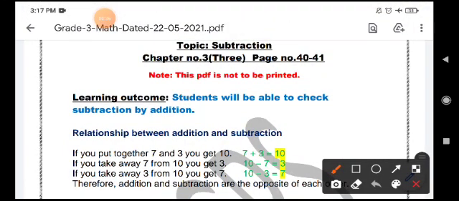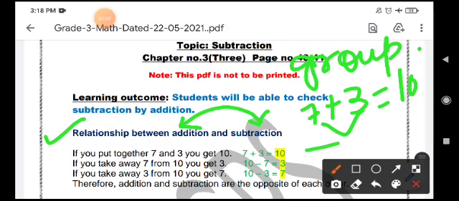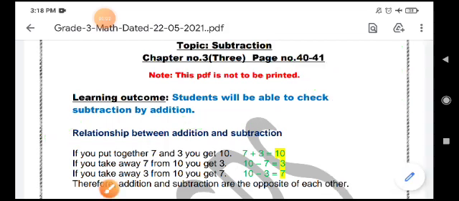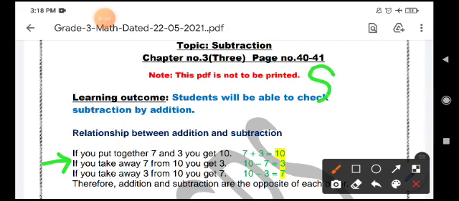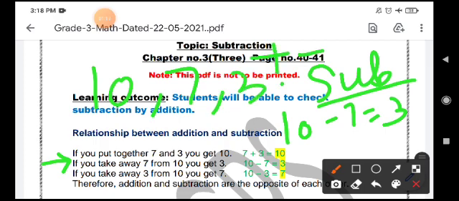Relationship between addition and subtraction. The first topic that we will understand is how addition and subtraction are related. Let us see. If you put together 7 and 3, that means addition. 7 plus 3 is 10. In addition, we group things, right? Now, if you take away, that is subtraction. If you take away 7 from 10, that is 10 minus 7 is 3. See how 10, 7, 3 are related by addition and subtraction.